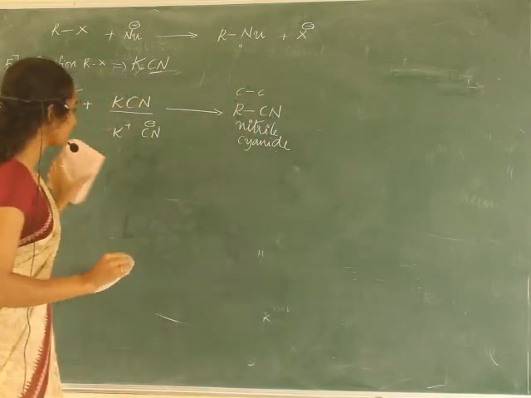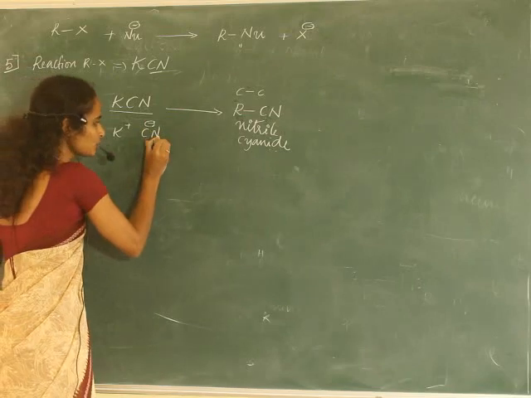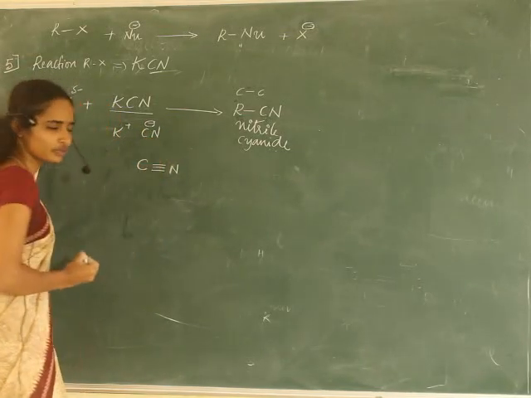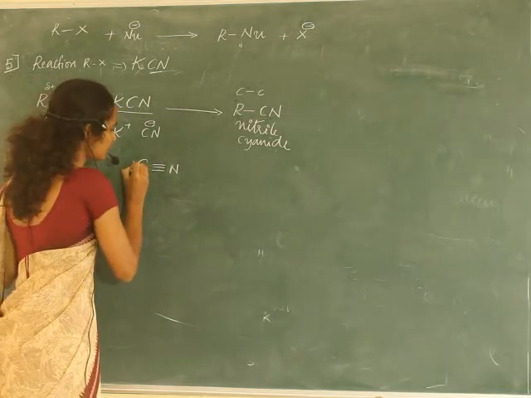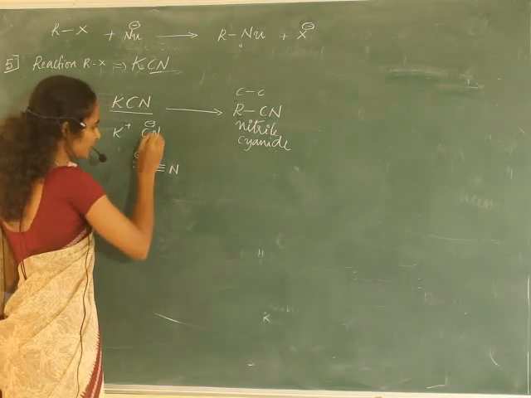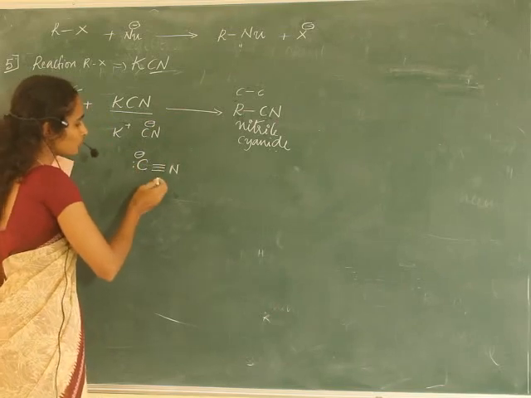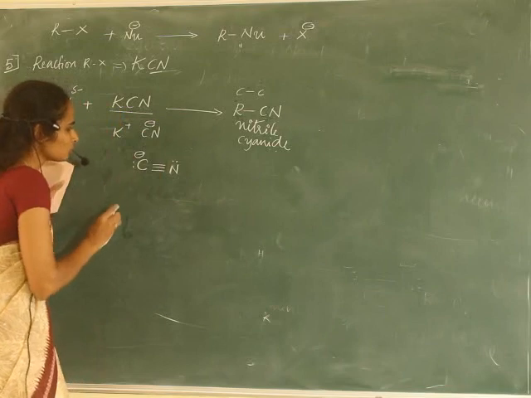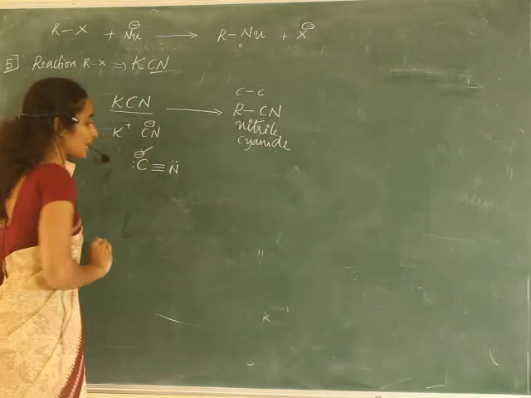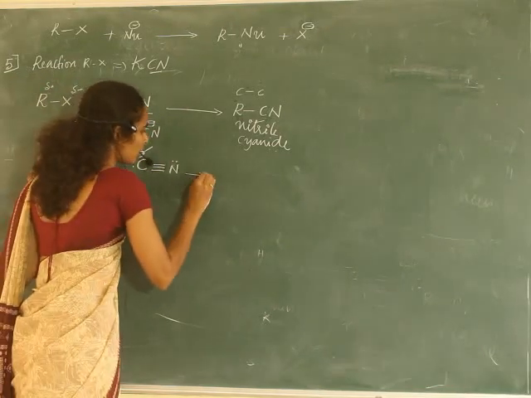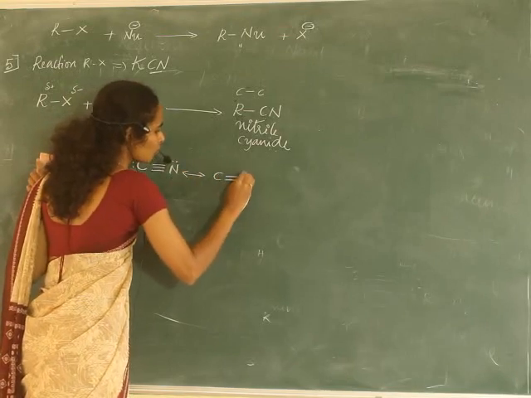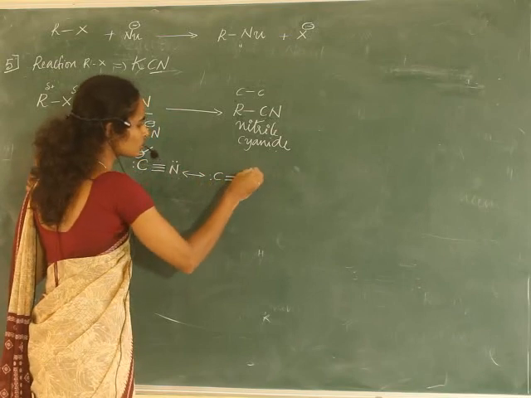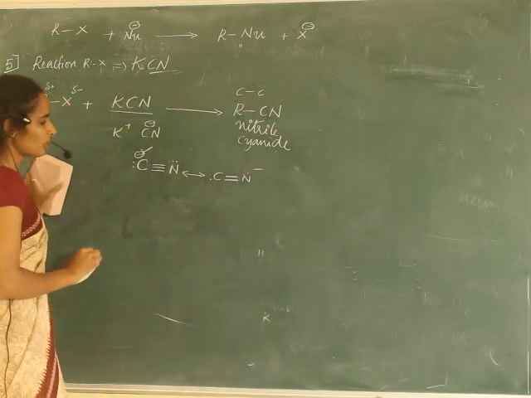Right? So, it can bond through nitrogen also. Why? We already discussed the resonance structure of the cyanide ion. That is C minus, triple bond N, and here it is a lone pair. So it can bond through the carbon atom, or it can also bond through the nitrogen atom. But what happens?